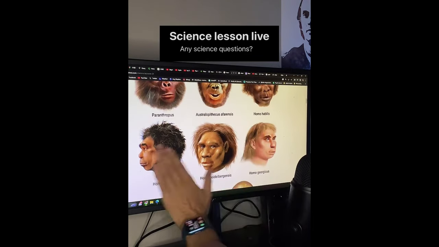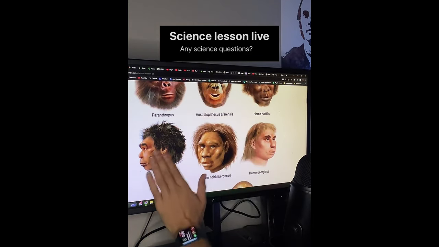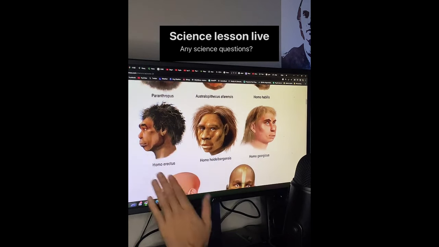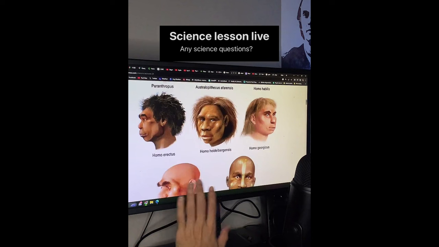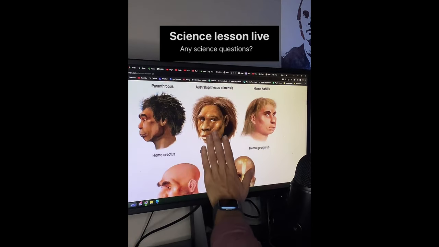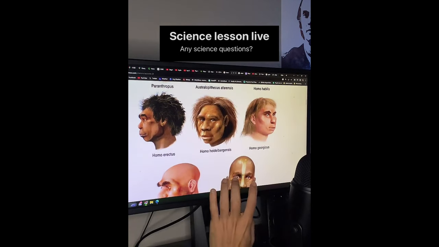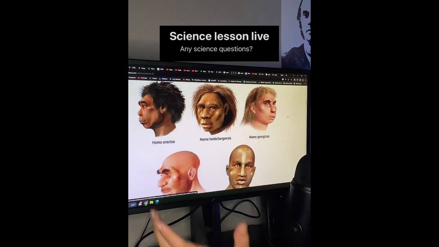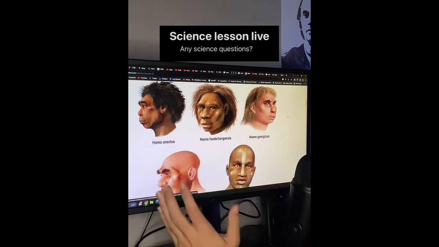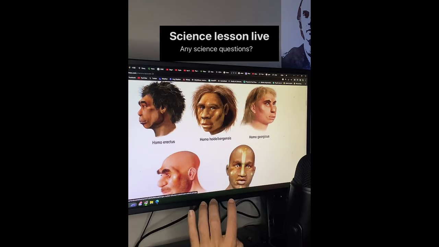So here are other human species. These are all different human species. Erectus, about 2 million years ago. These are the guys who first discovered fire. Heidelbergensis, another human species, about 500,000 years ago. Homo georgicus, another human species, about 80,000 years ago.